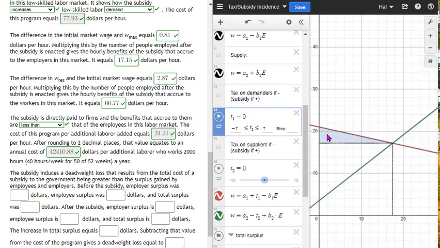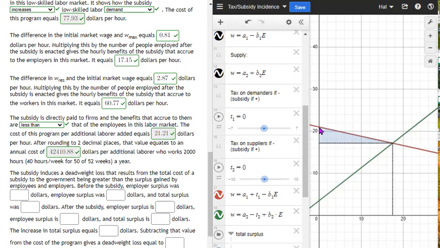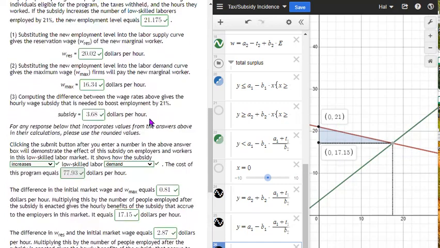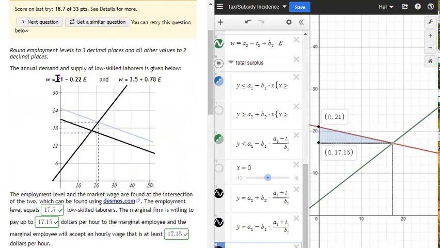The firm surplus is this blue triangle here, right? And this triangle is determined by these points here, right? So the height of the triangle is the difference between 21 and 17.15. The 21 is the intercept of our demand equation, right? And the 17.15 is the initial equilibrium wage. So we got this, right? This difference here is the height of the triangle, right?